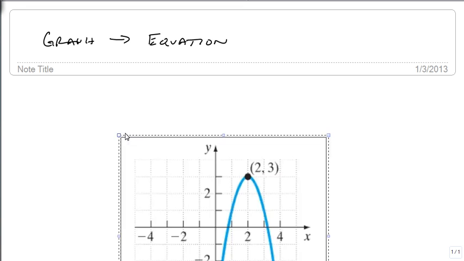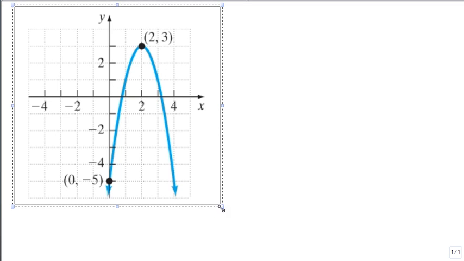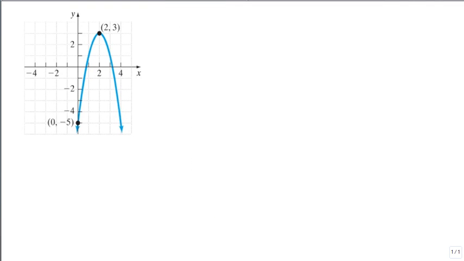Let's suppose that we are starting with an existing graph. So we're going to go from a graph, and we want to go to the equation. How do we find the equation of a graph? So here's our graph that we're going to look at. Let's move it up and shrink it down so it's the right size.